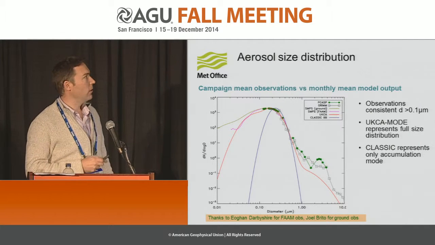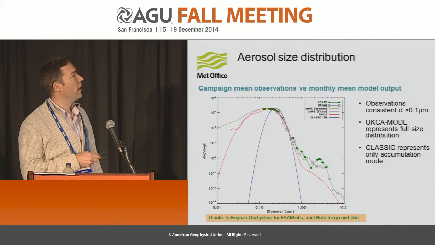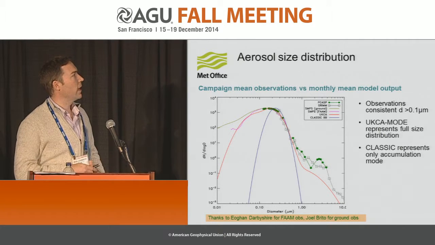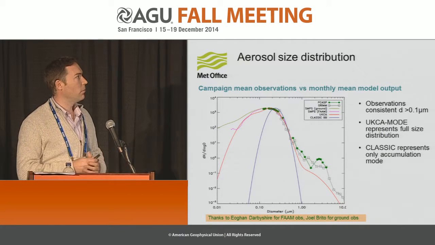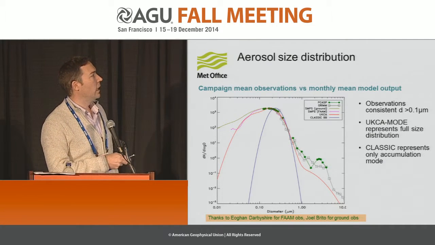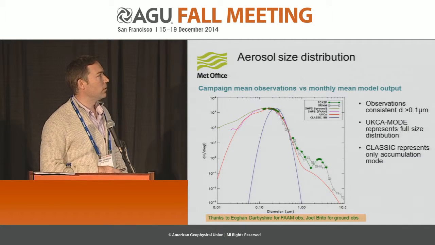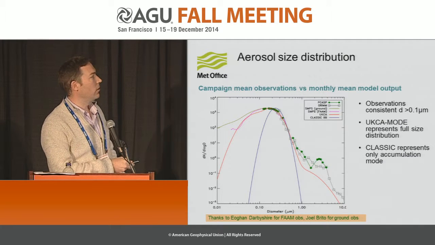First of all, let's have a look at the aerosol size distribution, which is of course very important for the aerosol. I'm showing here just the campaign mean observations against the monthly mean model output for September in that season. You have a variety of aerosol probes here, and they're showing pretty good agreement with each other, apart from perhaps in this really tiny nucleation range, where the two SMPSs give a slightly different story. But never mind, let's have a look at the model.